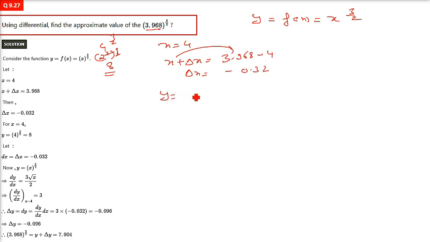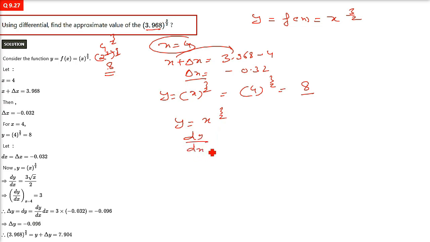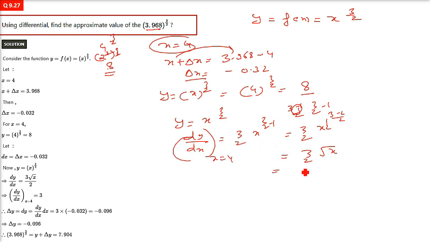So y at this x to the power 3 by 2. We have already computed that at 4 to the power 3 by 2, and that has come as 8. So you have delta x, you have y. Now this function is y equals x raised to 3 by 2. dy by dx is 3 by 2 x to the power 3 by 2 minus 1. This is going to be 3 by 2 x to the power 1 by 2, so it's simply root x. So 3 by 2 root x, and this has to be computed at the value of x which we have assumed. X is 4. So 3 by 2 and root of 4 is 2. So it's going to come as 3.